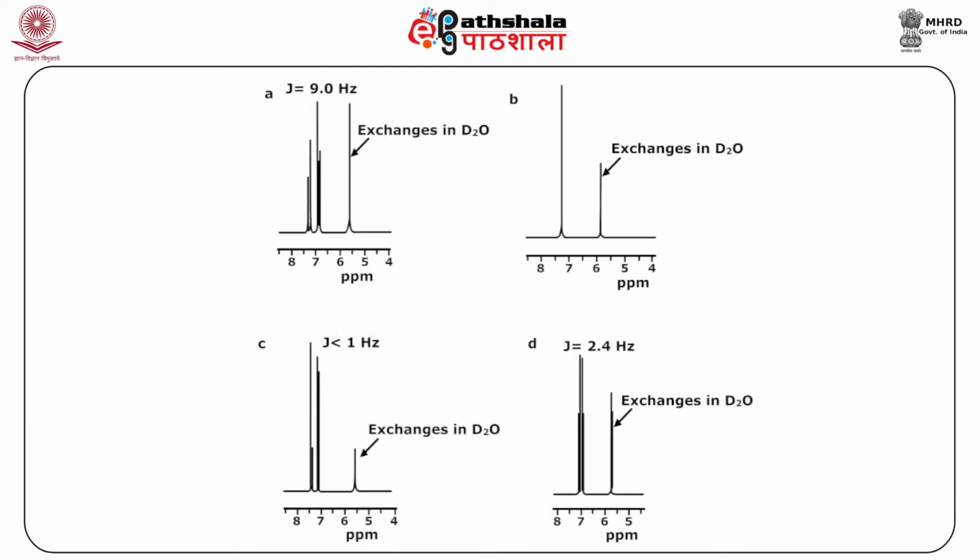Here in all these examples, what we observe is that the coupling constant is different for the different spectra. What we have to do is correlate the coupling constant with the given structures. As we can see, the first structure shows a coupling constant of 9.0 Hertz. The second does not show any coupling constant. The third shows a coupling constant of 1 Hertz. And in example D, the spectrum shows a coupling constant of 2.4 Hertz.